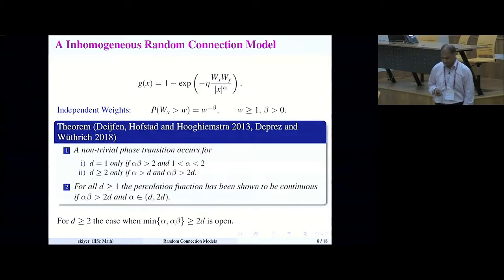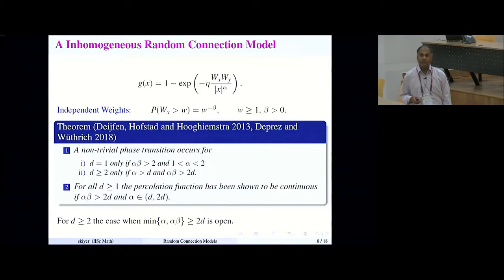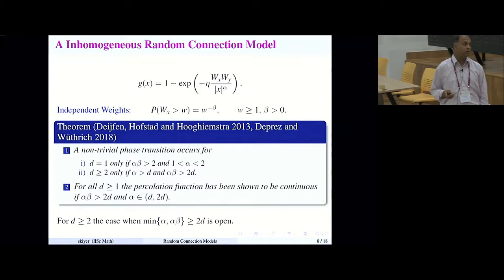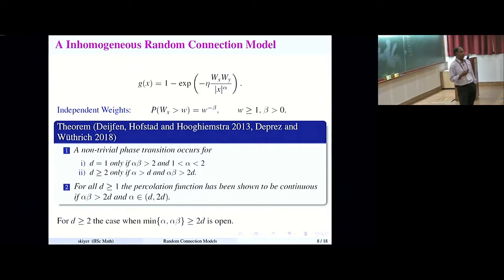Then there is another very interesting question that one can ask here, as to what happens to the percolation function theta lambda. Is the function theta lambda continuous? That is, what happens at criticality? That's a much harder question to answer, and that question, as far as I know, has probably not been answered for the random connection model. One can probably assume a certain form for the connection function g and try to answer the question. But in this case, Deprez and Wuthrich showed that the percolation function is continuous when the parameters satisfy this condition.